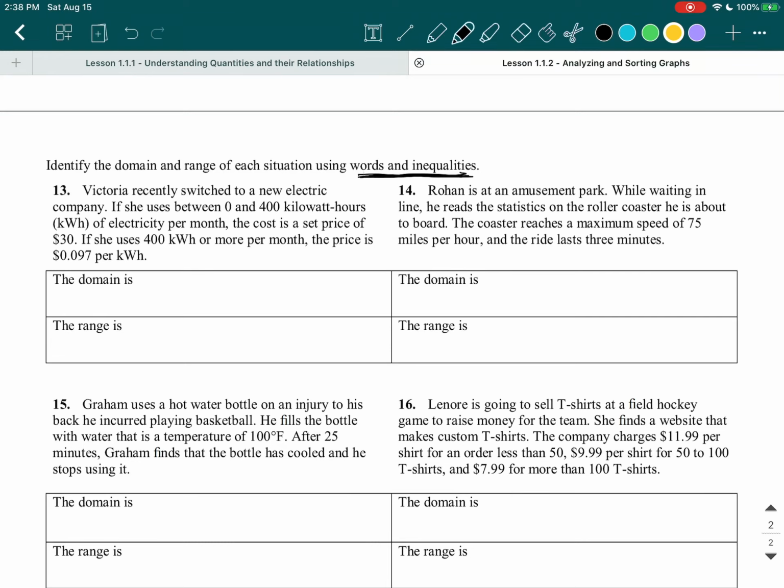This time, we're going to identify the domain and range of each situation using words and inequalities. So we're no longer doing curly bracket, number, comma, curly bracket. We are going to use words and inequalities. Now, I know you know what words are, but maybe you forgot what inequalities are. So let me remind you, inequalities is where you say like x is greater than something, or x is greater than or equal to something, or x is less than something, or x is less than or equal to something, or you can use y, or any other variable you like as well, but in this case we are just going to be using x and y.